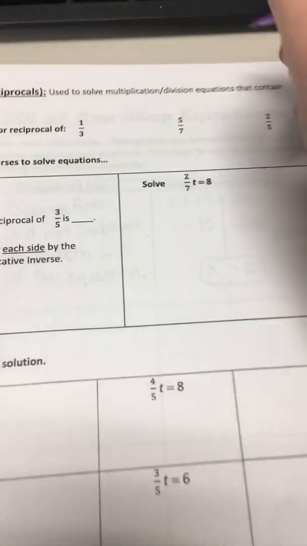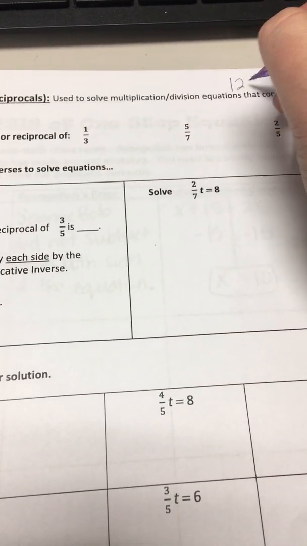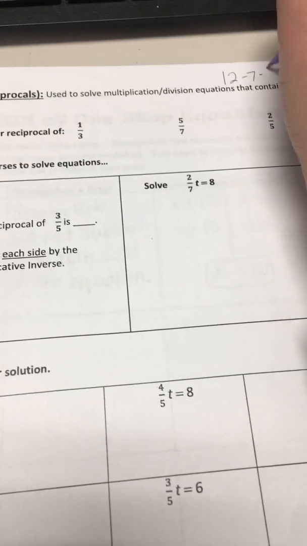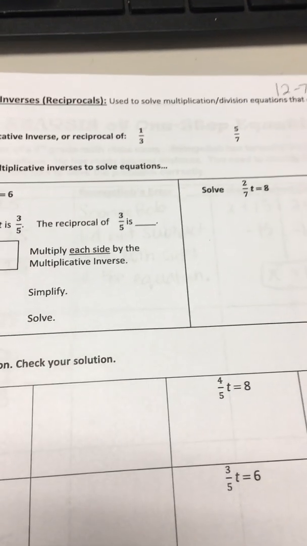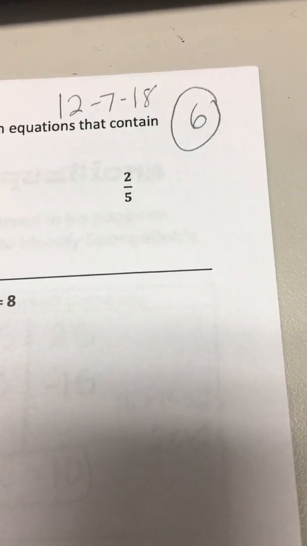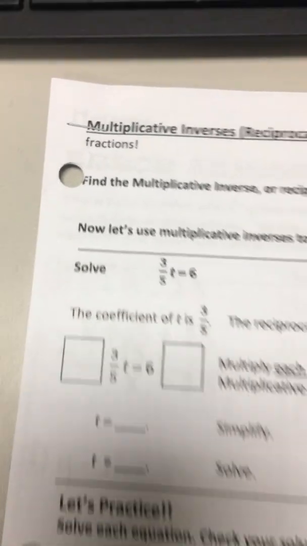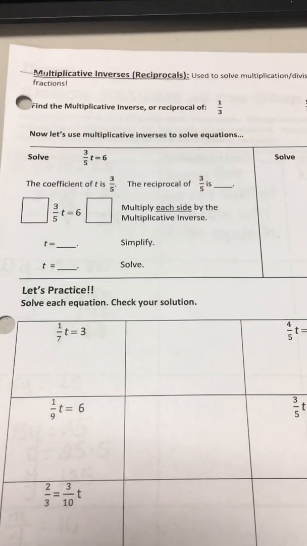This is the first page of your packet for today. If you can, please go ahead and put your name, today's date, which is the 7th. And this is going to be page 6, so please put a page 6. That way I know what page number it is. Notice it has holes punched in, so that means it's going in your binder.